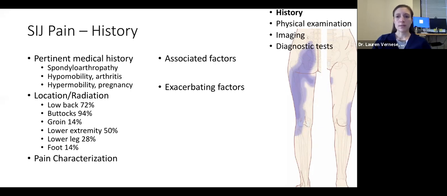However, I've more and more consistently seen people with sacroiliac joint pain, confirmed on diagnostic injection, with resolution of their symptoms below the knee. Also, about 14% of the patients will have pain into the foot. Pain characterization can be very variable.